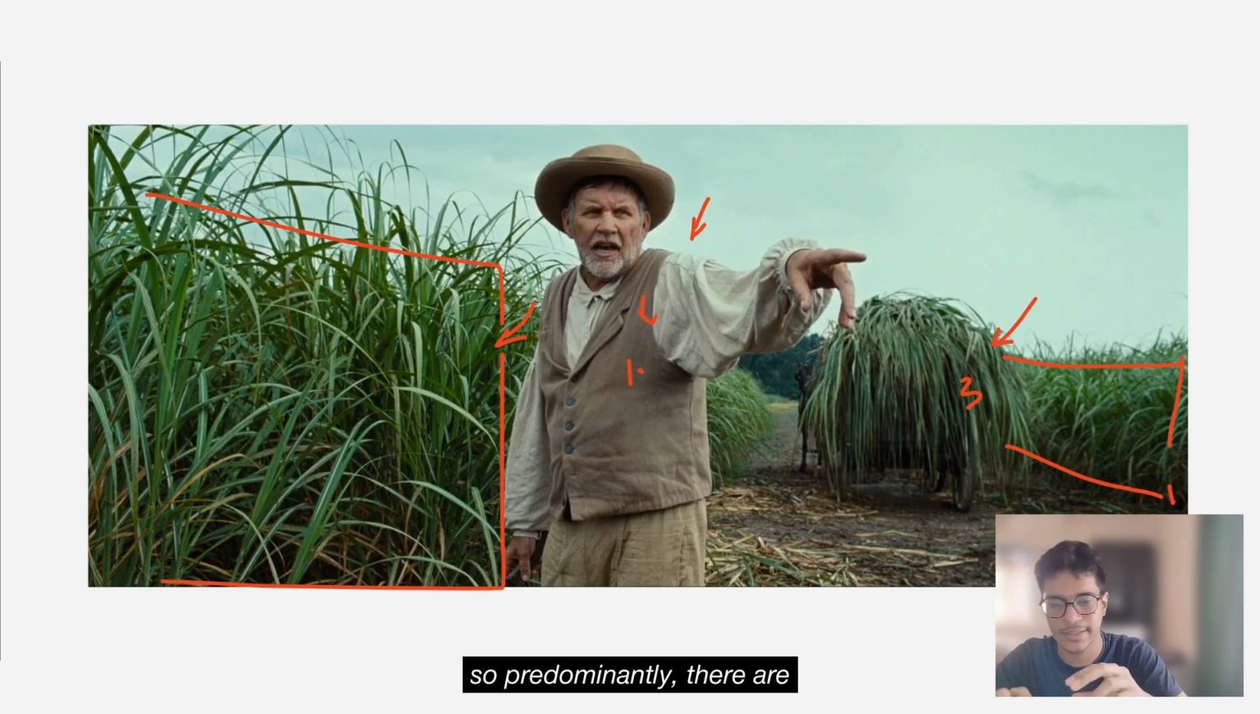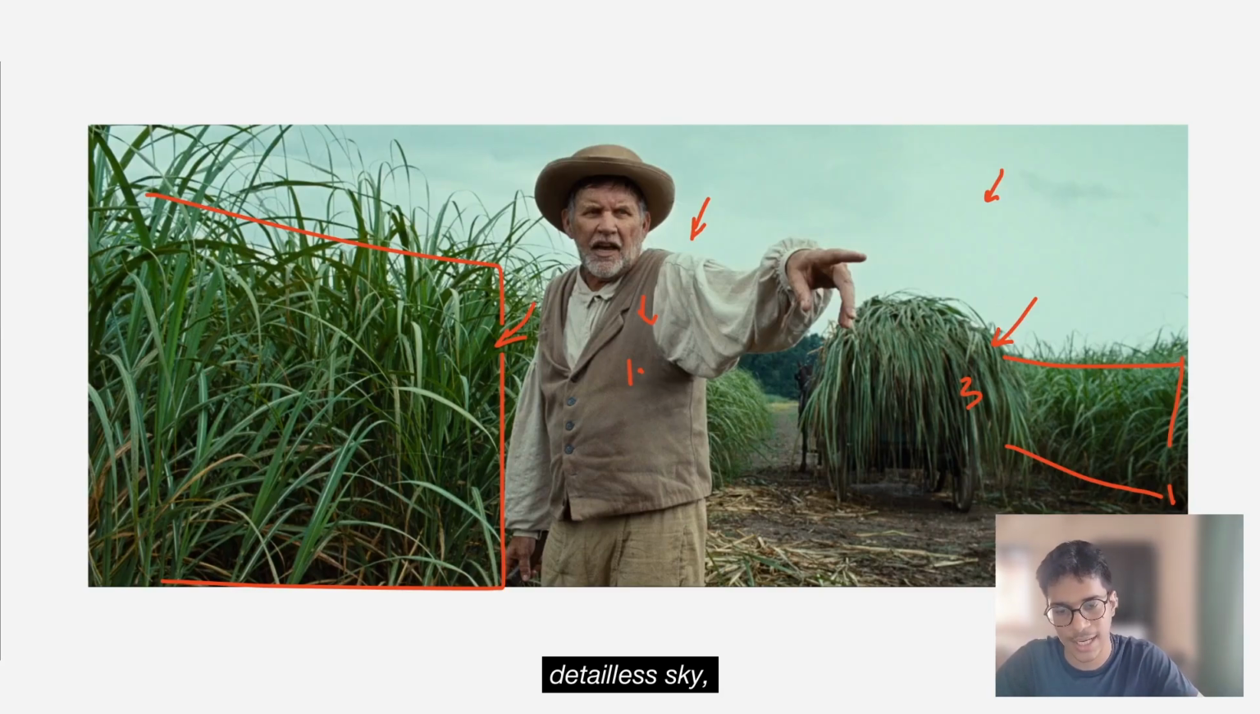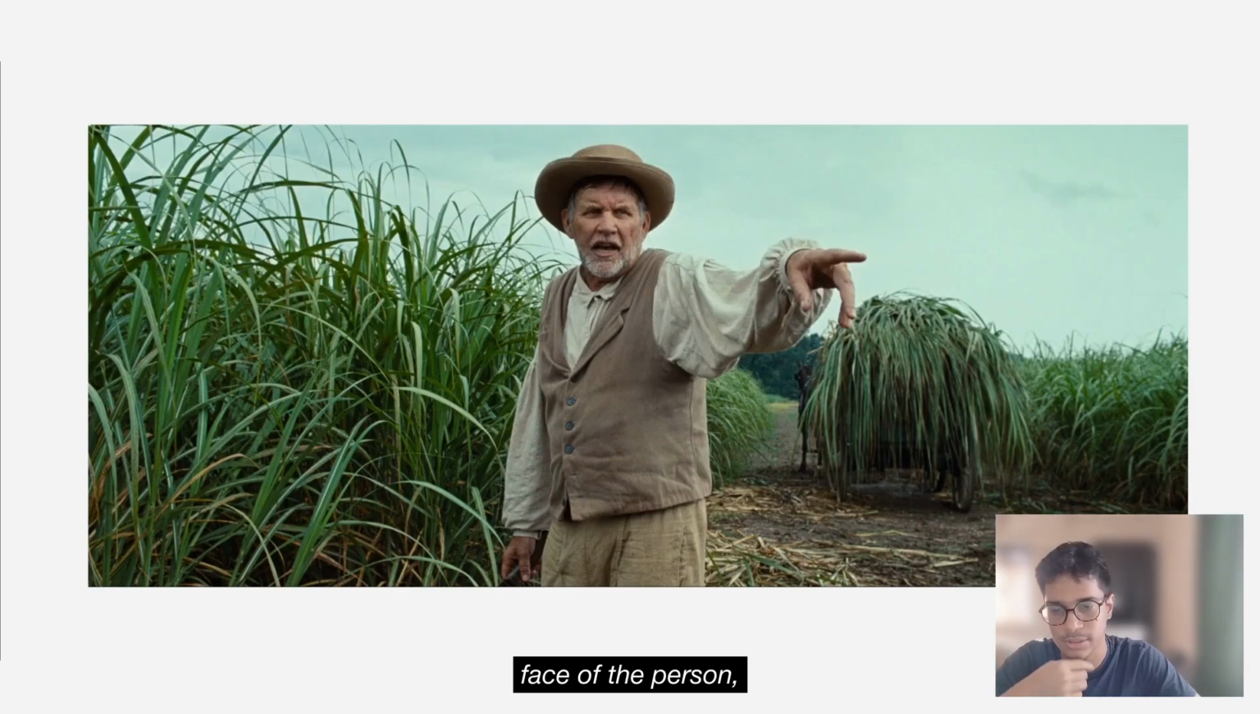So predominantly, there are three elements in this image that demand our attention, with the amount of negative and breathing space towards the top, which is a devoid and detailless sky, and also this pathway over here. When we look at the face of the person, we get to see that the eye has an implied sense of direction to it, and that is reinforced with this pointing hand. And as both of them are pointing in the same direction, it amplifies it.